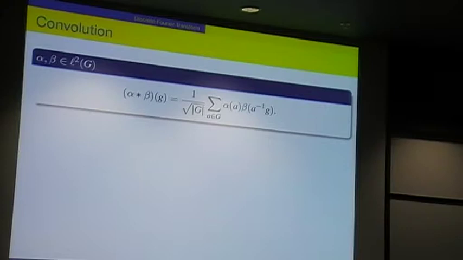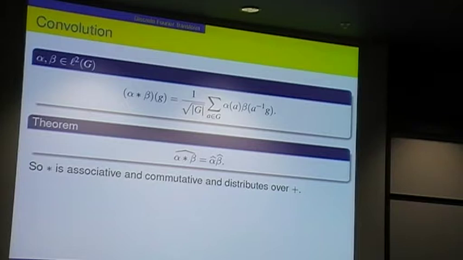So you may have seen this in the more continuous setting with f of x and g of y minus x integrated over x. But here, we've just done it this way. So starting with two of these functions in L2 of G, we can define a new function called the convolution of alpha and beta, defined by this simple formula. And the grand theorem, which is again very easy to prove in the finite case, is that if you take the Fourier transform of the convolution, you get the product of the Fourier transforms. So this is, of course, used very much in physics to simplify complicated combinations and view them in the Fourier transform world as simple products. So this immediately proves that this is associative and commutative and distributes over plus. It tells you that you've got an algebra, a commutative unital algebra, in fact. And it's called the convolution algebra.